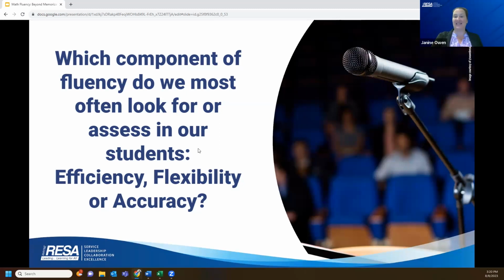So hopefully during this learning today, we can start to shift our thinking about what mathematical fluency is, broadening beyond just accuracy.